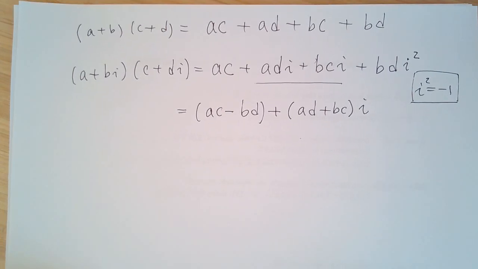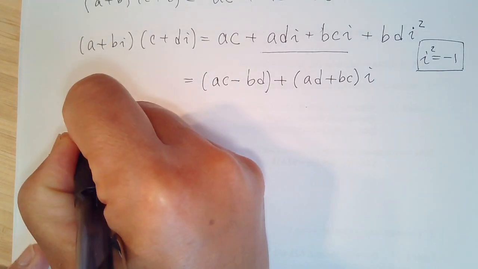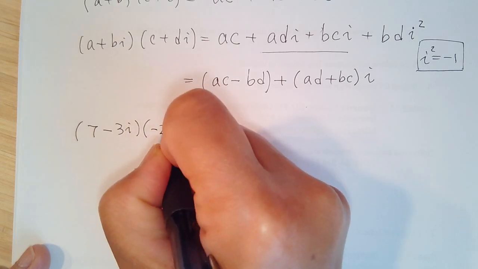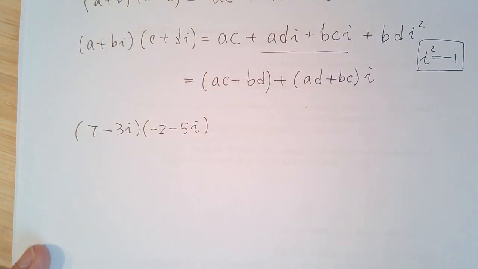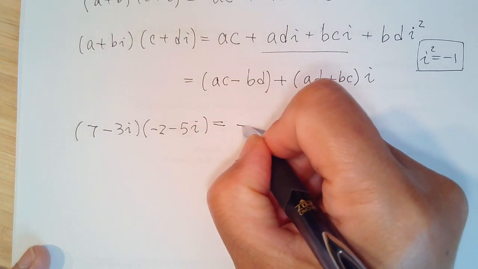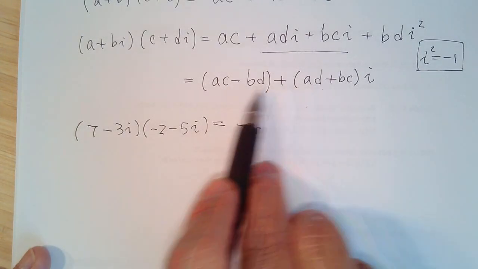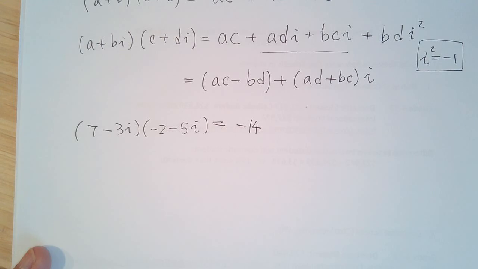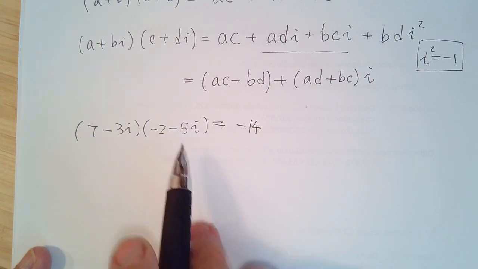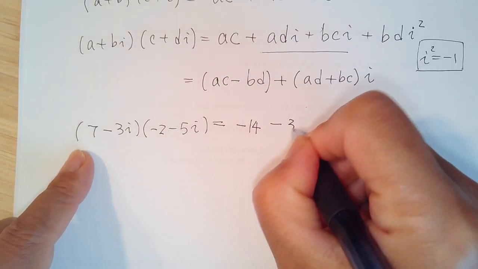Okay? So I'm going to give you one more example, a real example. Let me do this. 7 minus 3i times negative 2 minus 5i. FOIL method. First times the first. 7 times negative 2, I get negative 14. Okay. Again, you don't need to remember A, B, C, D, all those things. As long as you remember the FOIL method, it should be good enough. So first times the first, outer times outer. So that is 7 times negative 5i, which is negative 35i.